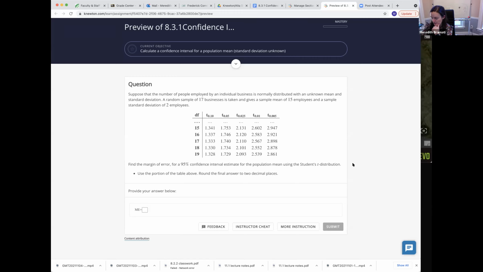We also need to write down the other information that we have in this problem. Suppose that the number of people employed by an individual business is normally distributed with an unknown mean and standard deviation. A random sample, n equals 17, businesses is taken and gives a sample mean, x bar, of 15, and a sample standard deviation, S, of 2 employees. Find a margin of error for a 95% confidence interval.